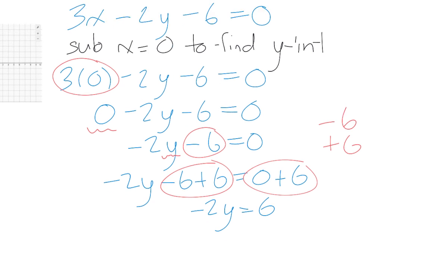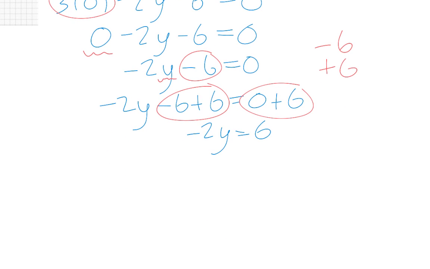We're almost done. The y is still stuck with this negative 2. If you recall, when you have a number in front of a variable, the operation is multiplication. So what we have here is multiply by negative 2. The opposite of multiply by negative 2 is divide by negative 2. So I'm going to divide both sides by negative 2.